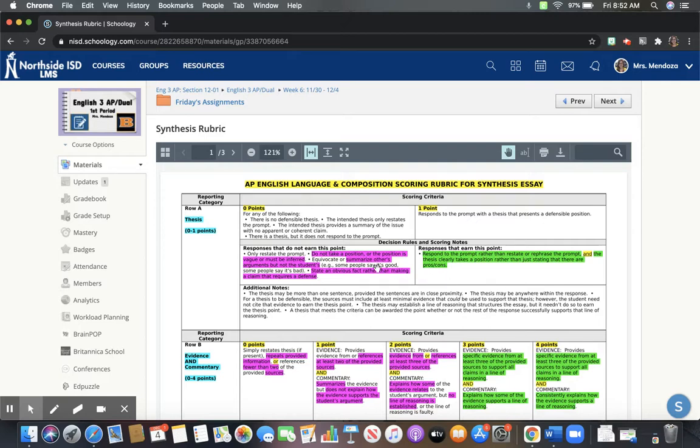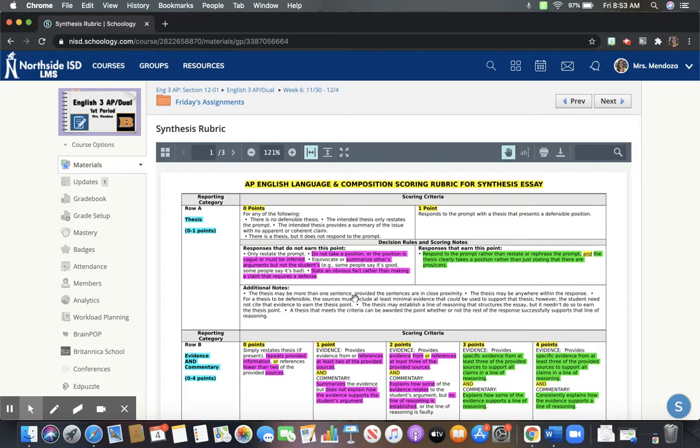So you'll see here that to not earn this point, it does not take a position, or it is vague and has to be inferred. You have to be very explicit. You could either summarize other arguments that are not by the student. So, for example, some people say this and some people say that in your sources, right? Because that's essentially what it is.